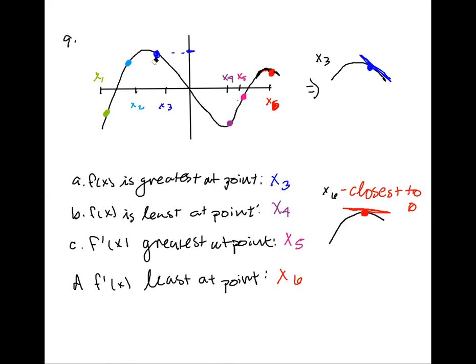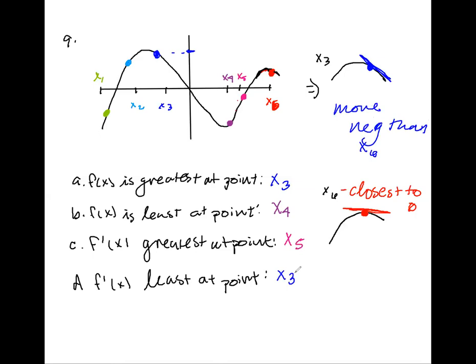X3 is negative, and it is, besides x6, the only negative slope, and it is more negative than x6. So you are right, this is also x3. Sorry about that.